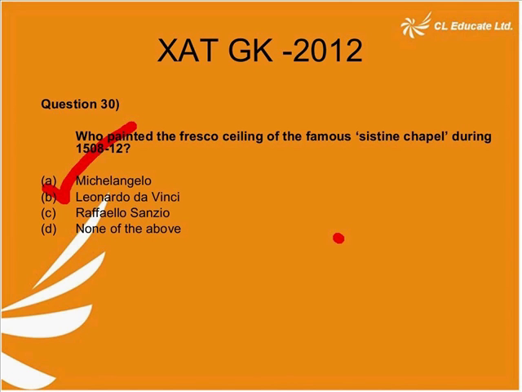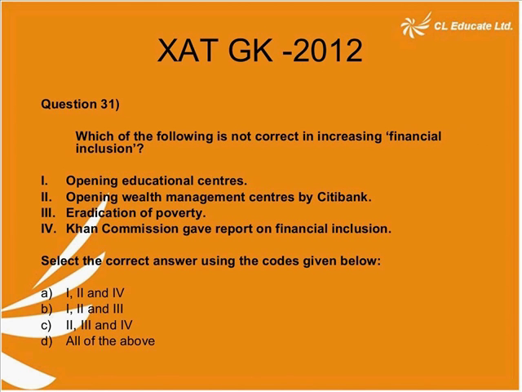So let's be back. We start from question number 31. Which of the following is not correct in increasing financial inclusion? I hope you must be knowing what is financial inclusion.